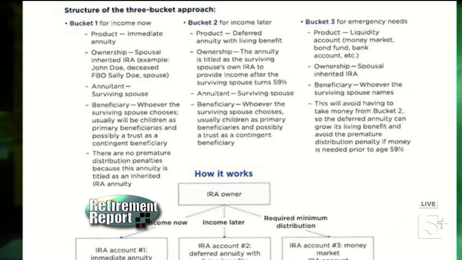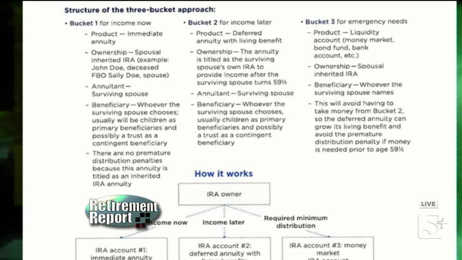Then we have bucket three for emergency needs. Here we're thinking more liquidity, so we want it in checking, savings, money markets, accounts where we can get at that money readily as needed. If this is all qualified money, that can still be done as a spousal inherited IRA, and again they can name the beneficiary whoever they want. The goal is that this is like a safety net, if you will.